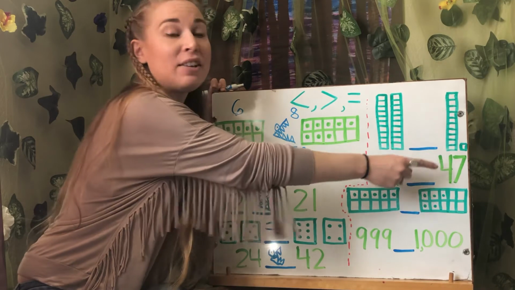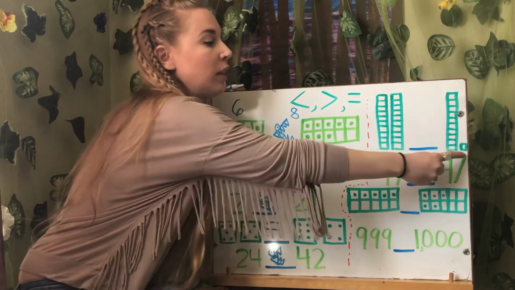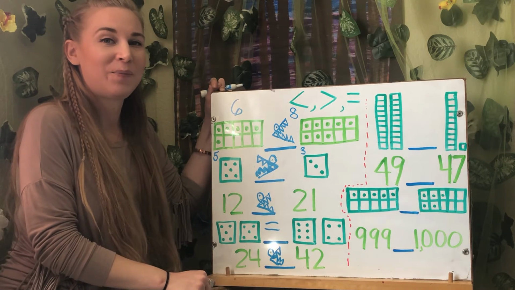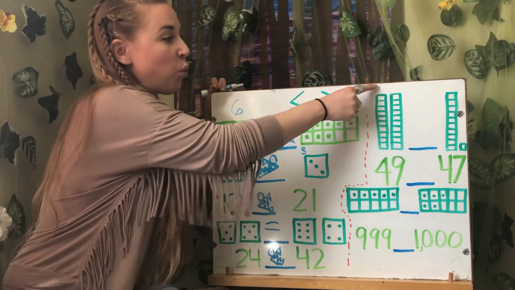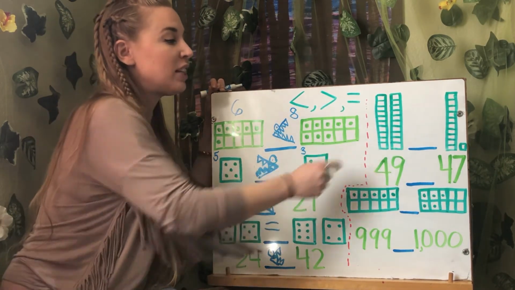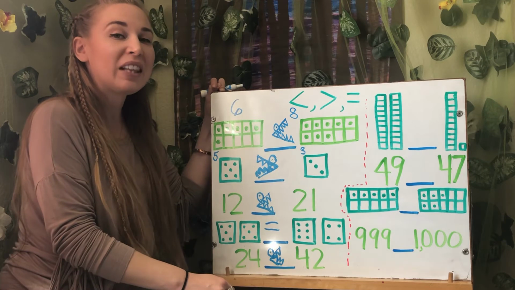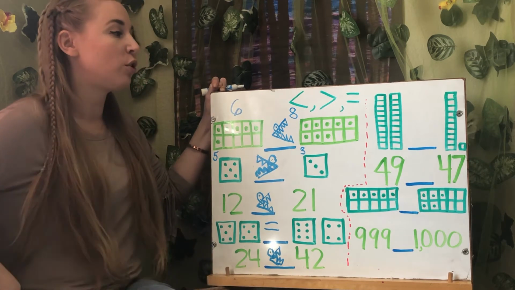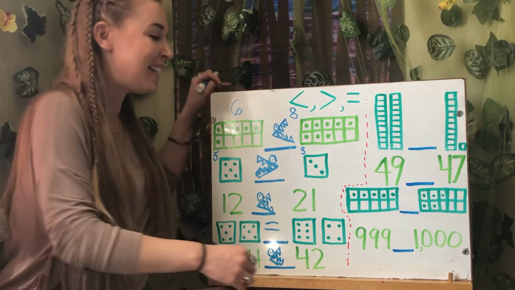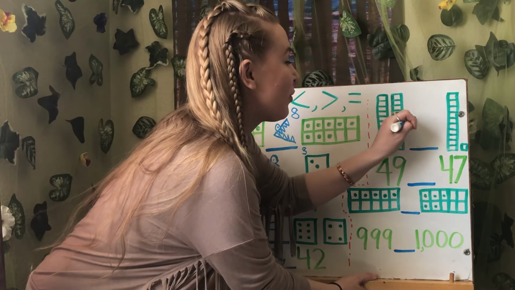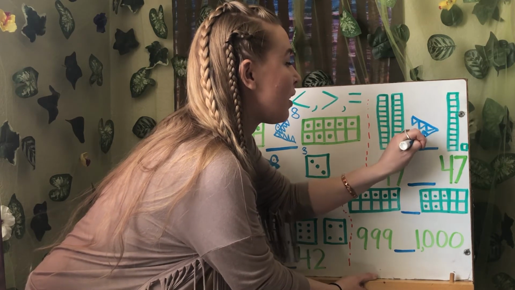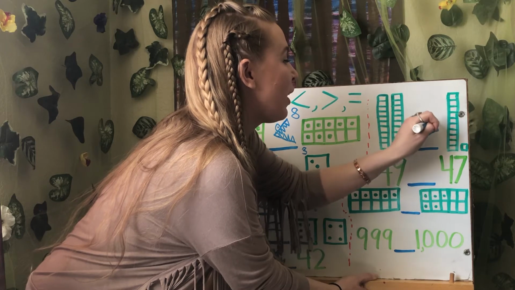So if we have 20 here, let's see how many we have over here. Remember, this is 10, so we have 10 plus 1. What's 10 plus 1? 11. So 20 and 11. Is 20 greater than, less than, or equal to 11? Okay, 20 is greater than, so bigger than. We want it to eat that big number. So 20 is greater than 11.